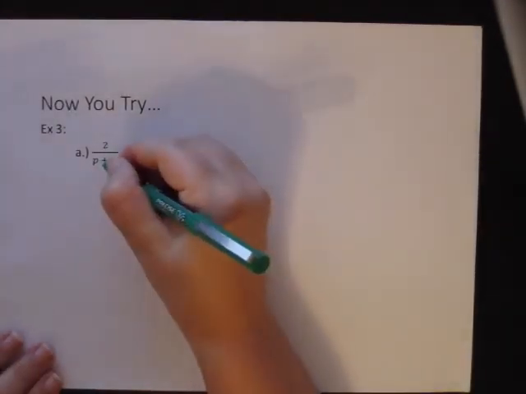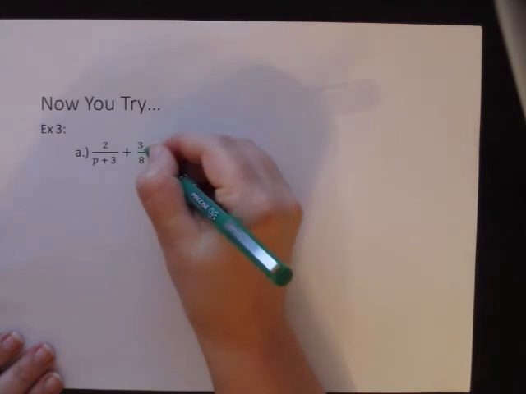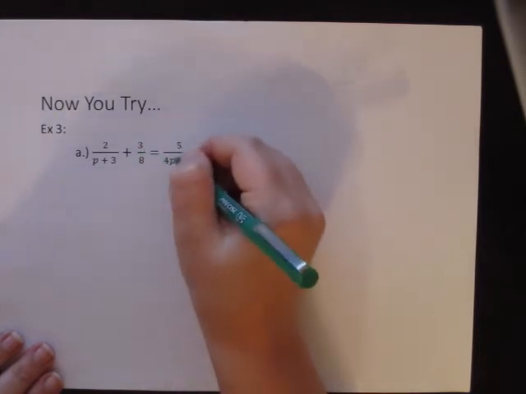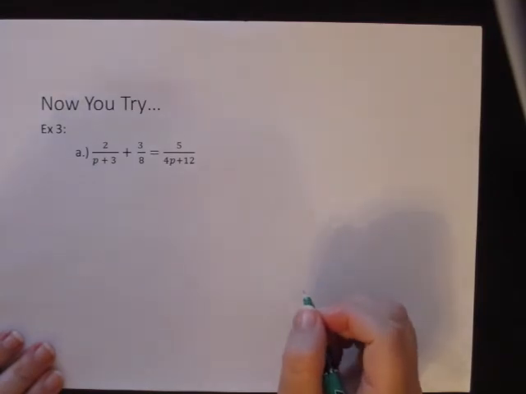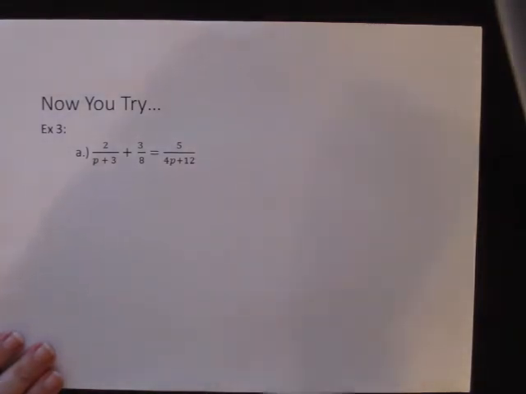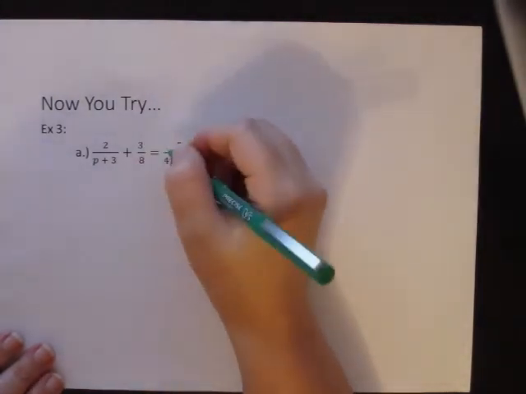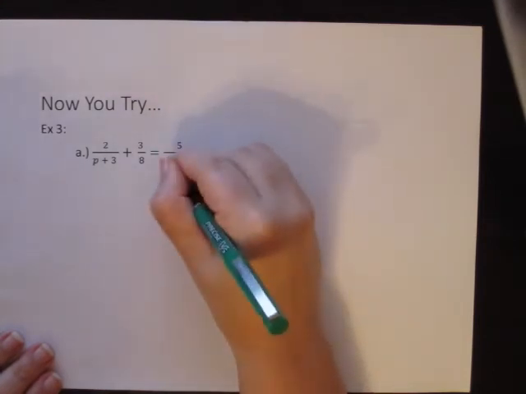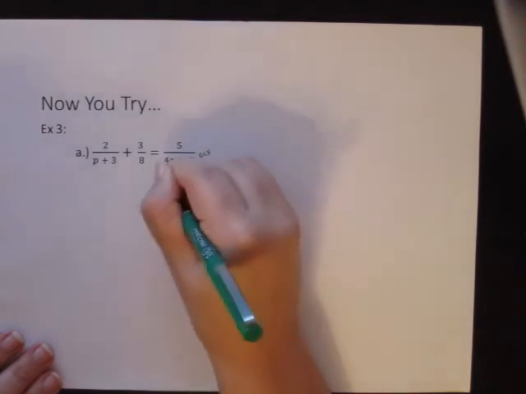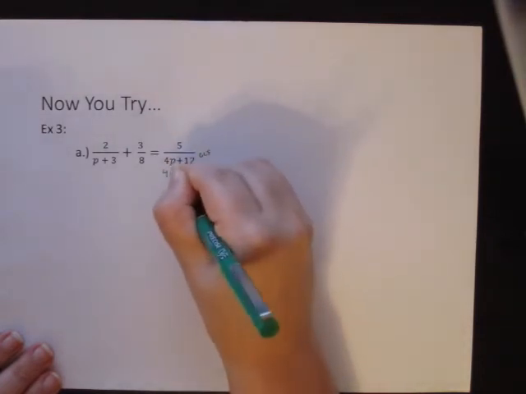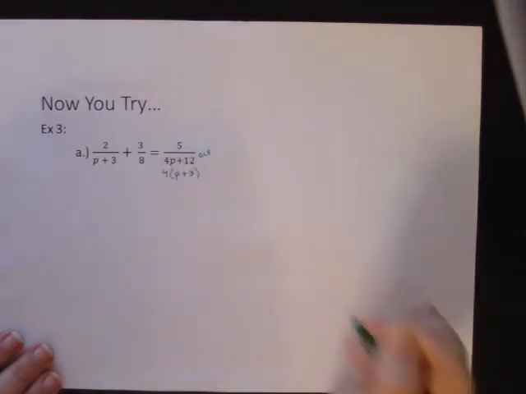Okay, so I've got 2 over p plus 3, plus 3 over 8, equals 5 over 4p plus 12. So first thing that I got to do is I have to figure out where it's undefined. Before I can do that, I have to factor this last one. So I got 4p plus 12. That's going to be a GCF. So I can pull out a 4. When I pull out a 4, I got p plus 3.